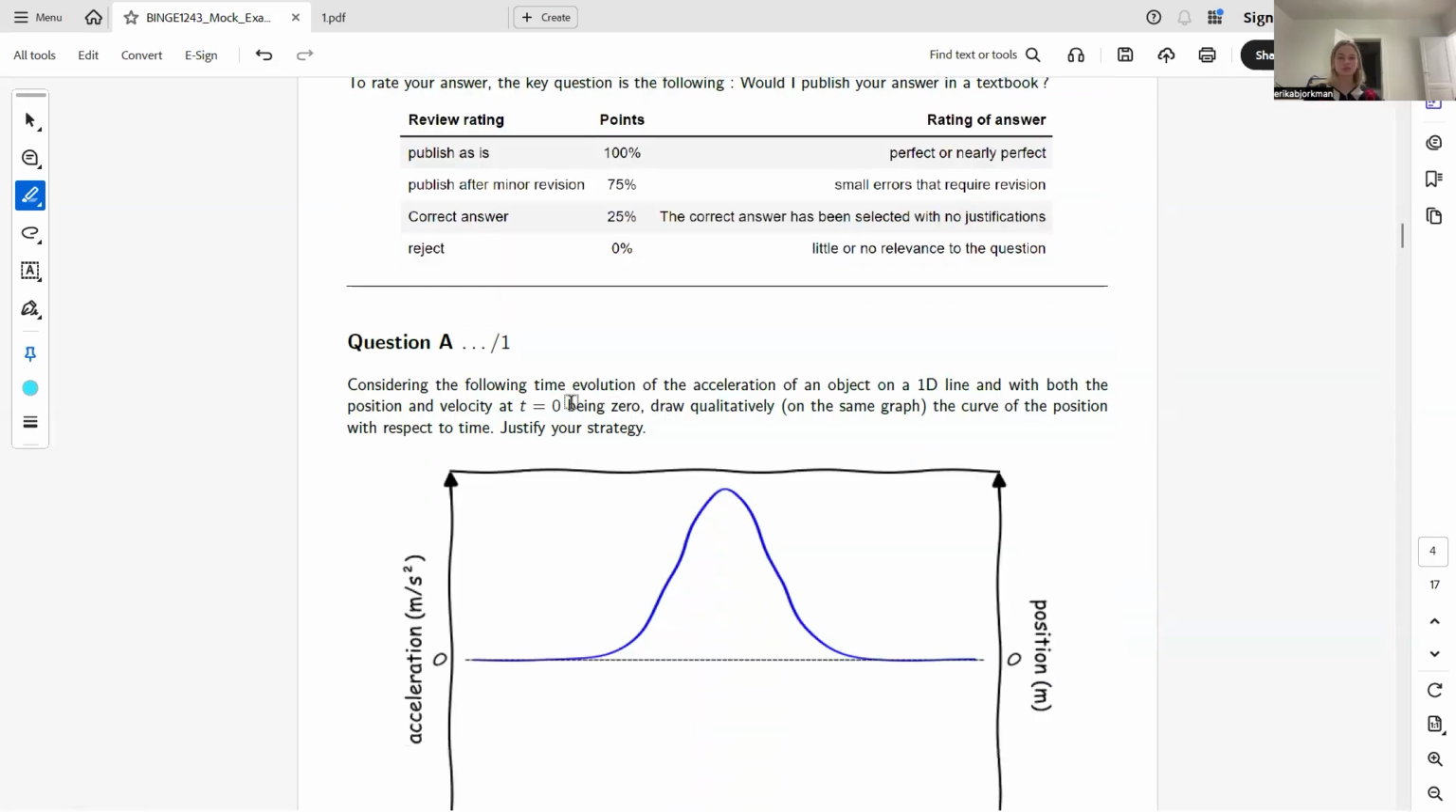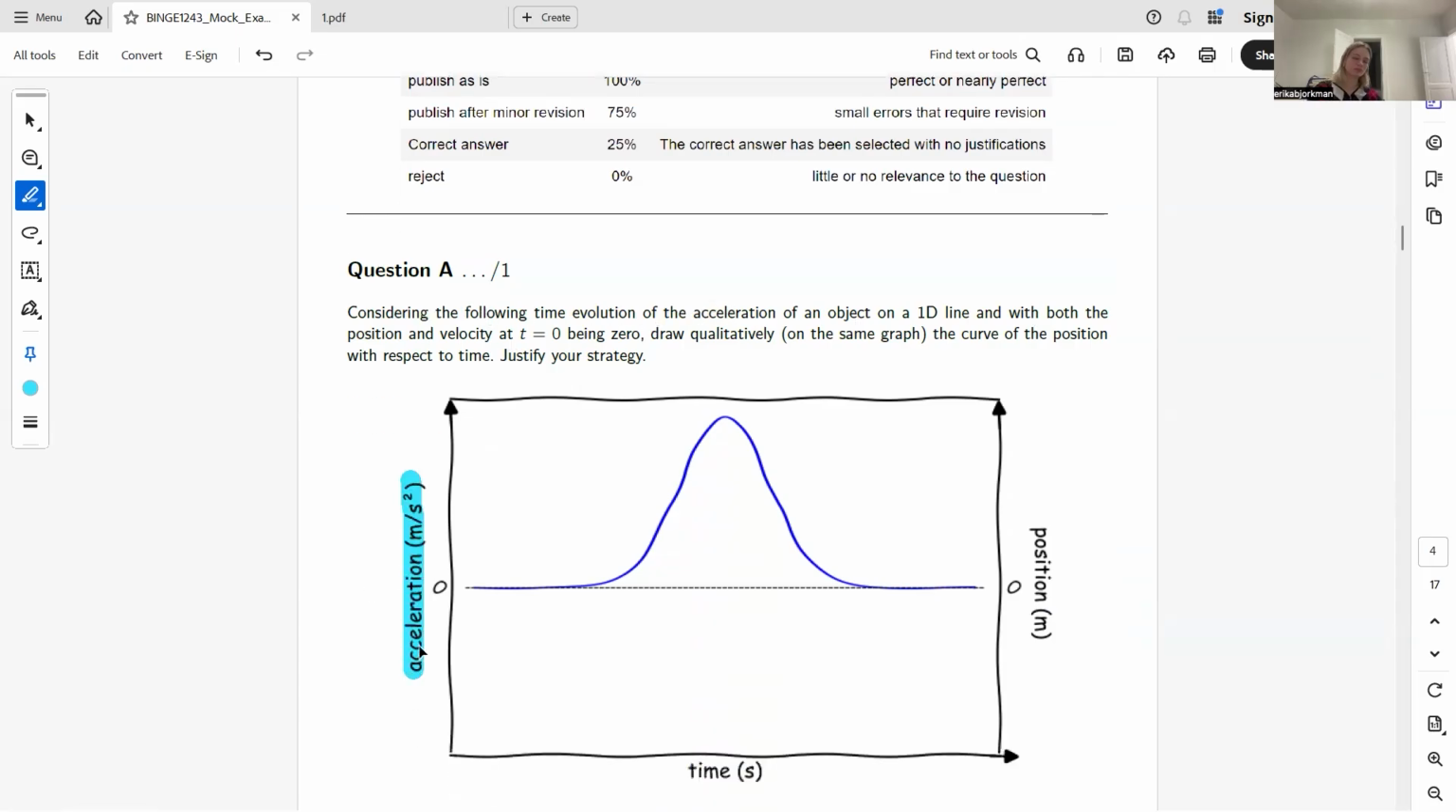Consider the following time evolution of the acceleration of an object on a 1D line, with both position and velocity at time t equal to 0 being 0. Here you can see a graph representing two things, acceleration and position. And it is actually one-dimensional, not two-dimensional. What we have to do is draw qualitatively the curve of the position with respect to time.